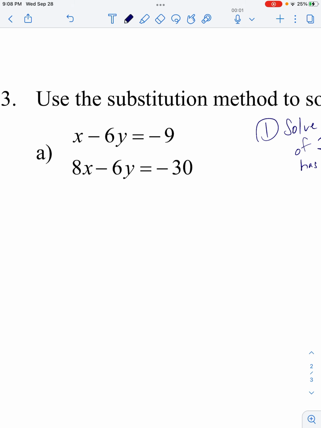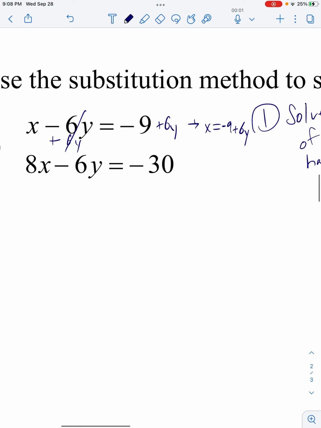So we got to solve for x. I'm going to get rid of my 6y by adding it to both sides. Okay, I get x equals -9 plus 6y, okay? Now this is called substitution because I'm going to take what's in the green highlighter here, and I'm going to plug it in for x. I'm going to plug it in for x over here, okay? That's why this is called substitution, okay?